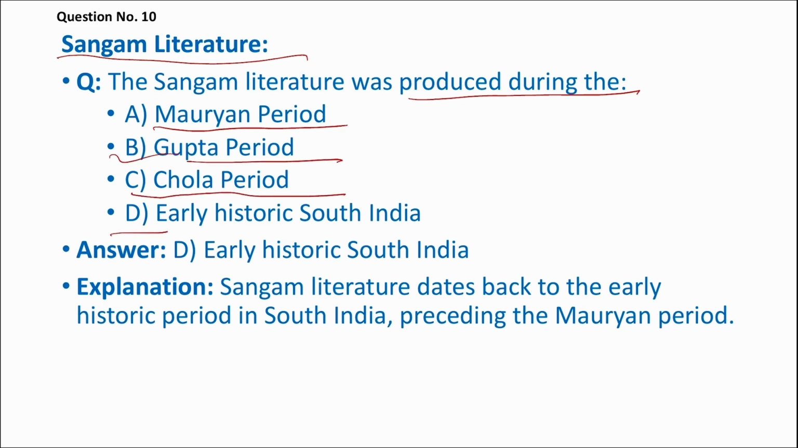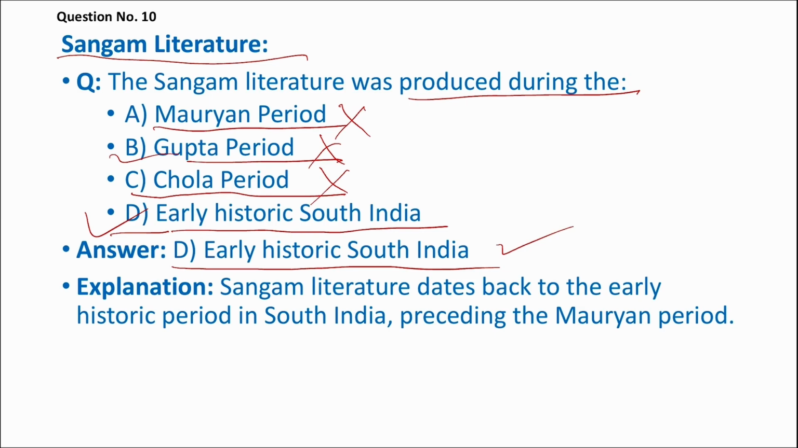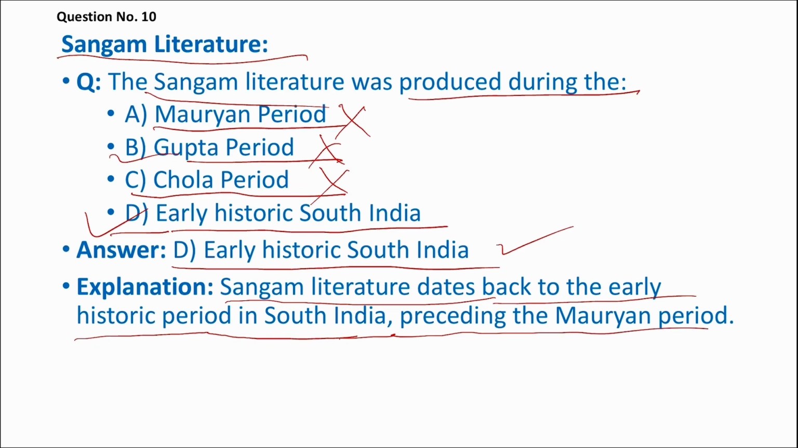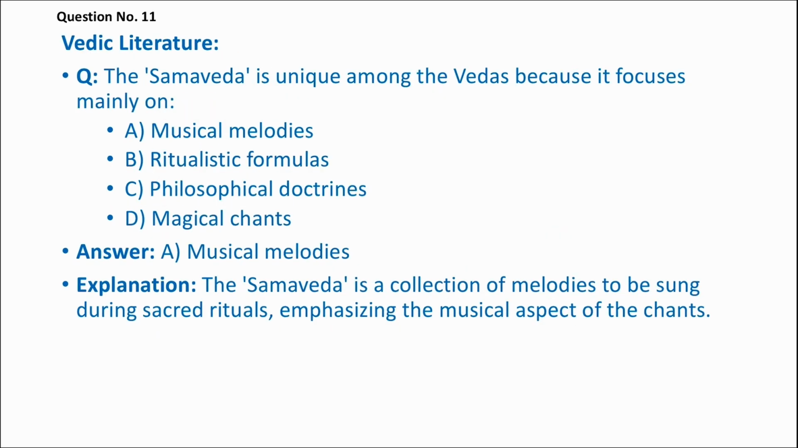Chola period, and D. Early historic South India. So these are all wrong. This is right, D is right. Early historic South India, because Sangam literature is one of the oldest literatures in India, right? So obviously it is early historic South India. Sangam literature dates back to the early historic period in South India, preceding even the Mauryan period.